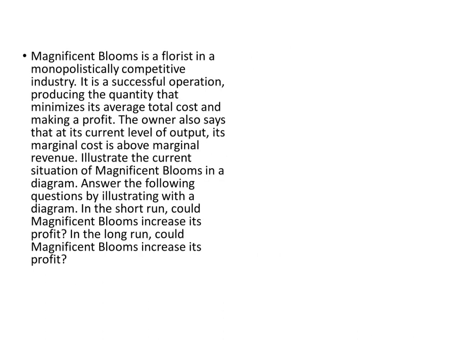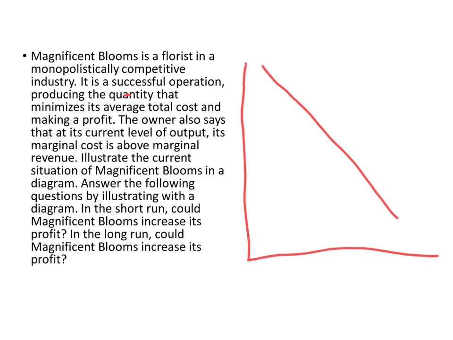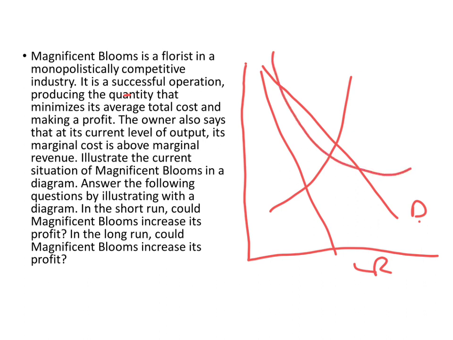All right, let's look at Magnificent Blooms. Okay, so Magnificent Blooms, it is a florist, and they have a successful operation. Note, it does not say profit maximizing, it says successful. Okay, so we have a demand curve. Then we have an MR curve, okay? And if we note where the firm is actually producing, the ATC, let's say, is like this, okay? Where the firm is actually producing is at minimum ATC, okay?